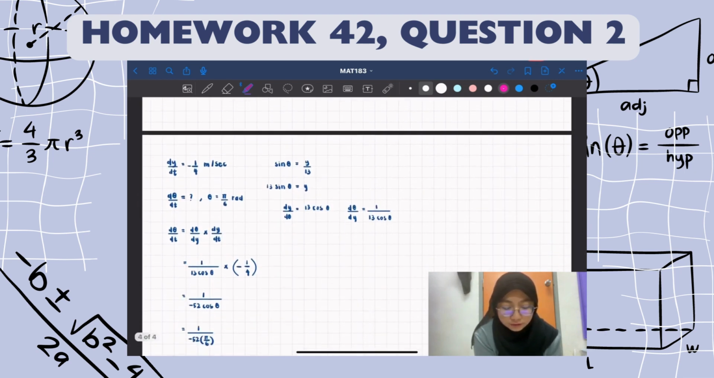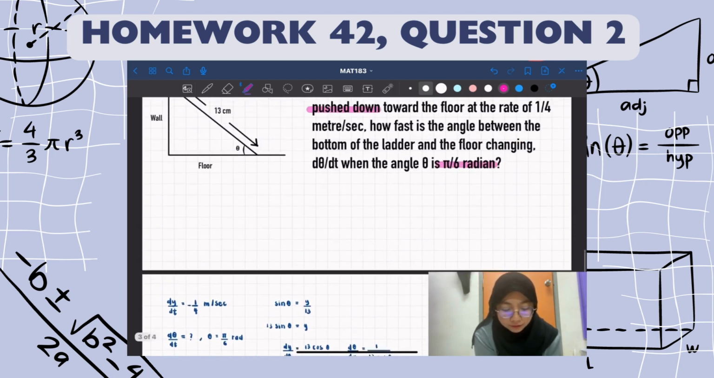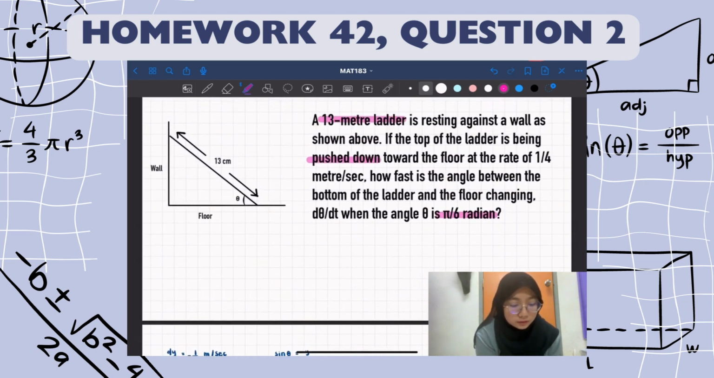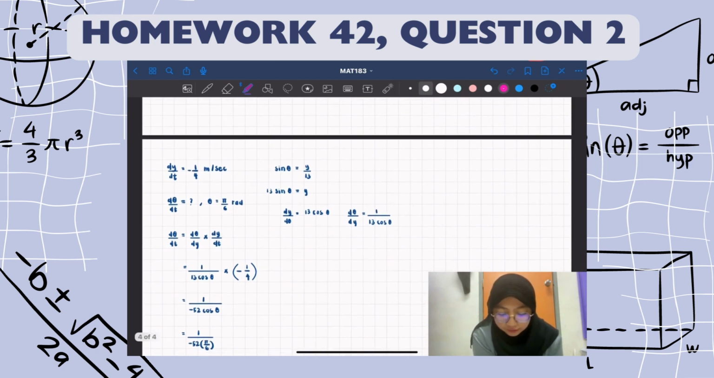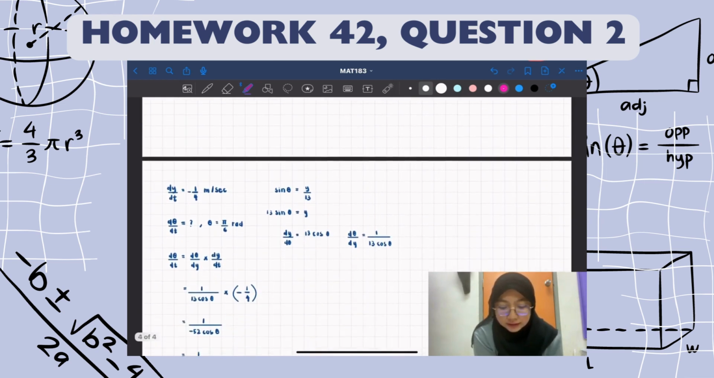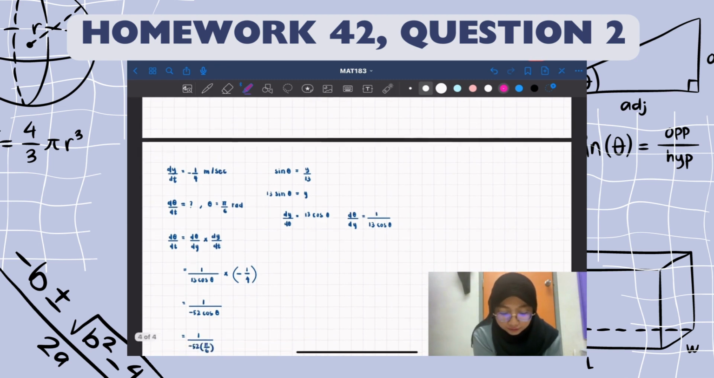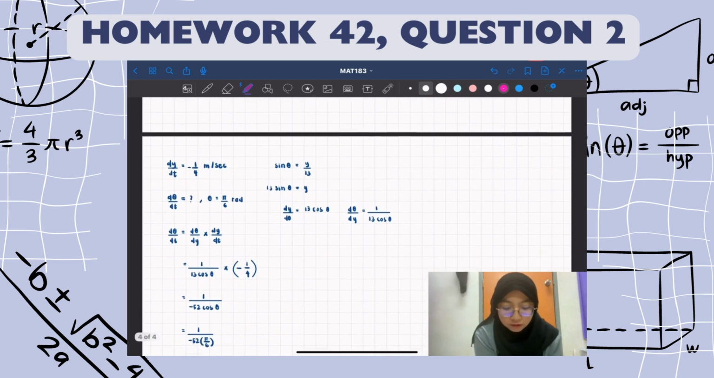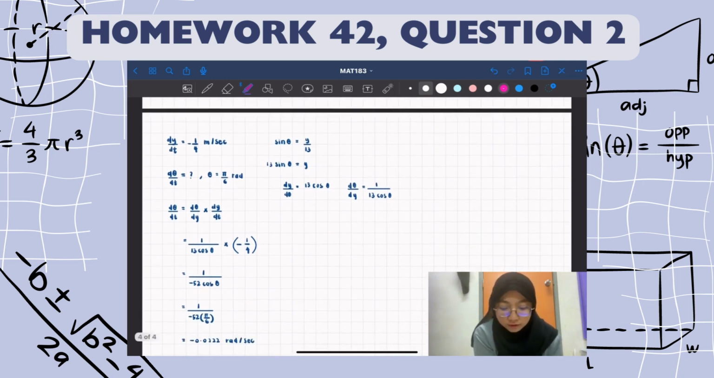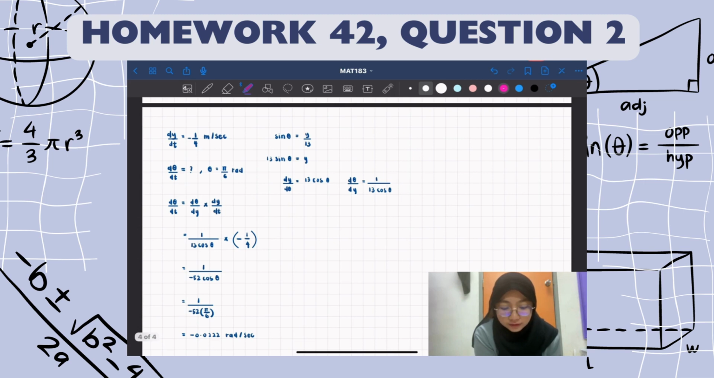From the question, we know that dy over dt is negative 1/4 meter per second because the ladder is being pushed down toward the floor at the rate of 1/4 meter per second. And the question is d theta over dt, and we know that theta is pi/6 rad. From these 3 keywords, we know that the equation is d theta over dt equals d theta over dy multiplied with dy over dt.